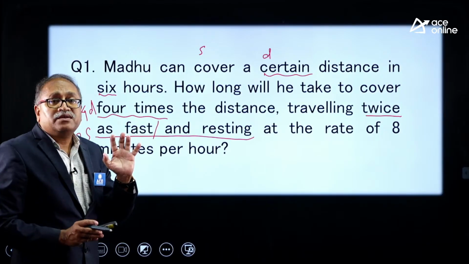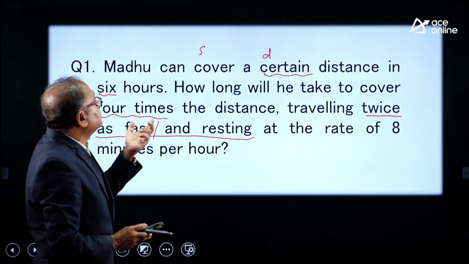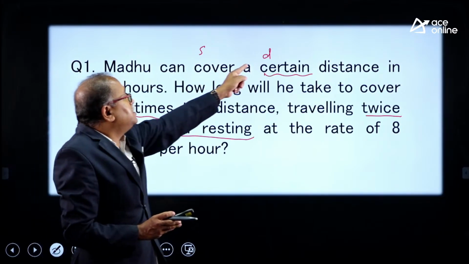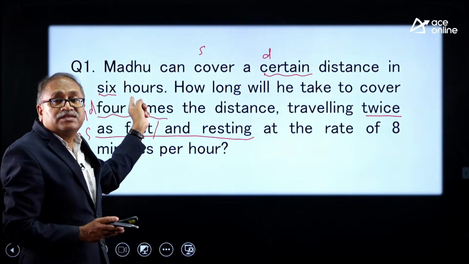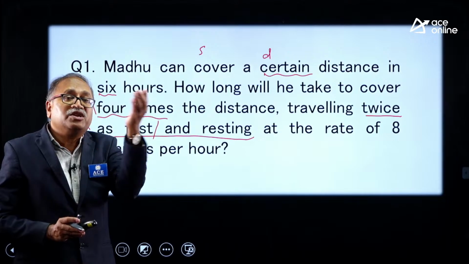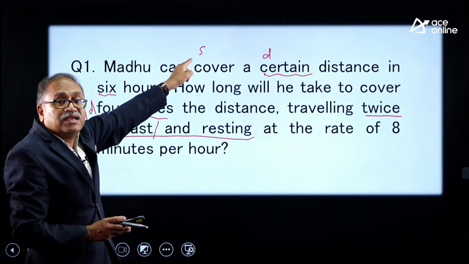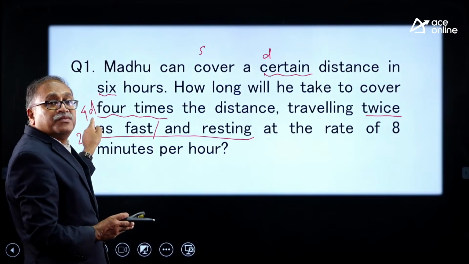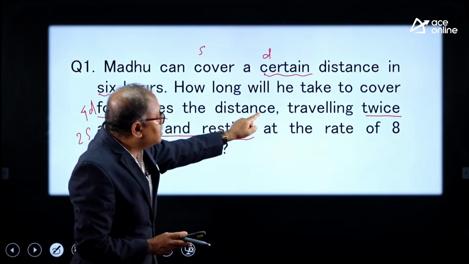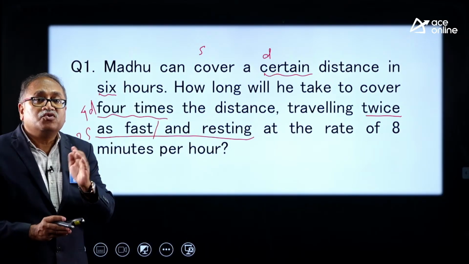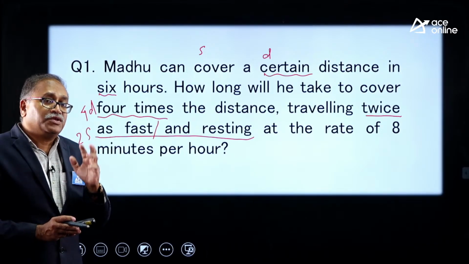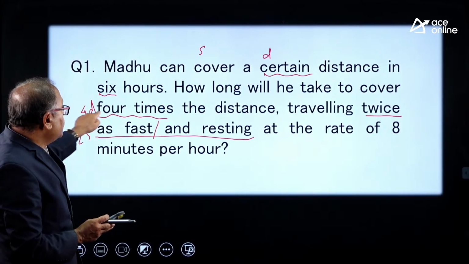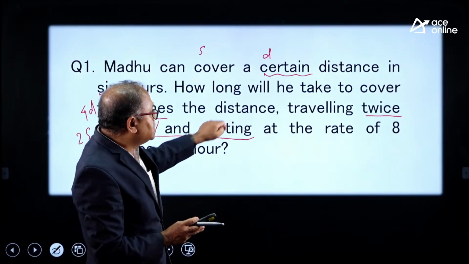Please think: can I say that distance is equal to speed into time? So, can I write d is equal to s into 6, that is 6s? So, d can be written in the form of 6s. The next time, the distance is 4d, and the 4d is covered with a speed of 2s. So, think of how I can do this, with 4 times the distance.